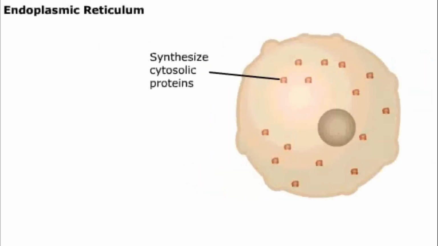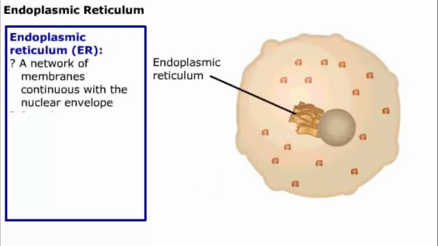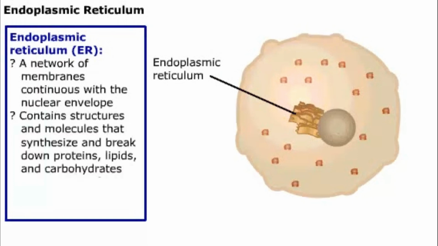Ribosomes that float freely in the cytosol synthesize proteins that end up in the cytosol. However, many ribosomes are bound to a network of membranes called the Endoplasmic Reticulum, or ER, which is continuous with the nuclear envelope. The ER contains structures and molecules that synthesize and break down proteins, lipids, and carbohydrates.